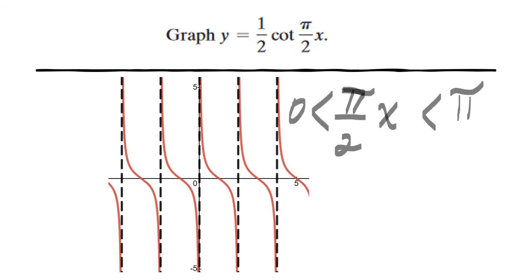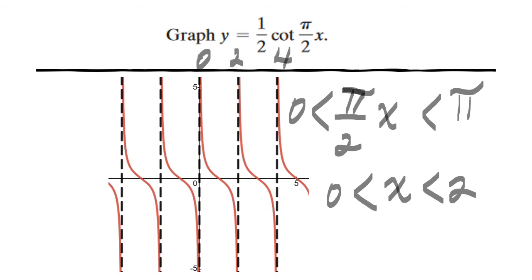By multiplying everything by 2 and dividing by pi, we're going to get 0 and 2. So the asymptotes occur between 0 and 2. So this one is 0, 2, and we keep adding 2, and this one is negative 2, and this one negative 4.